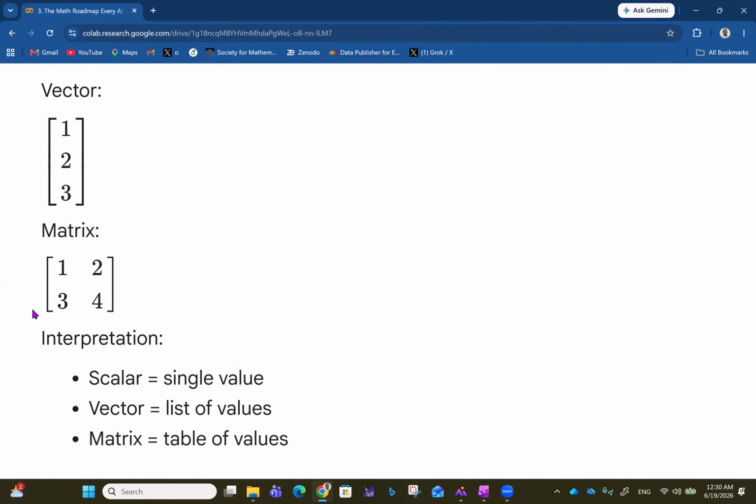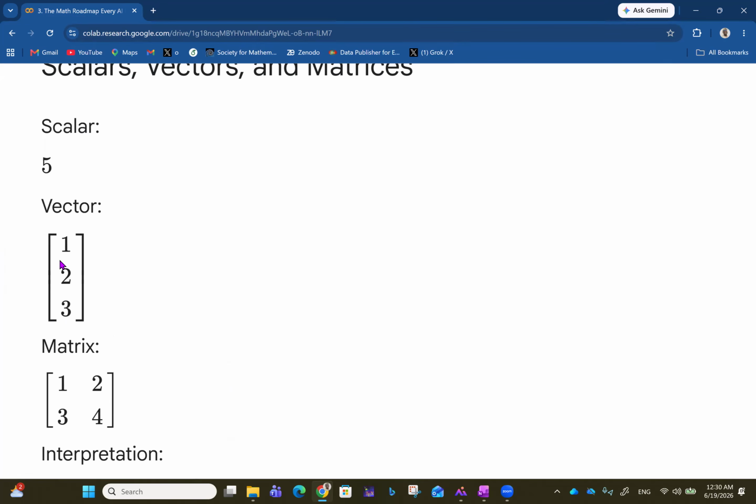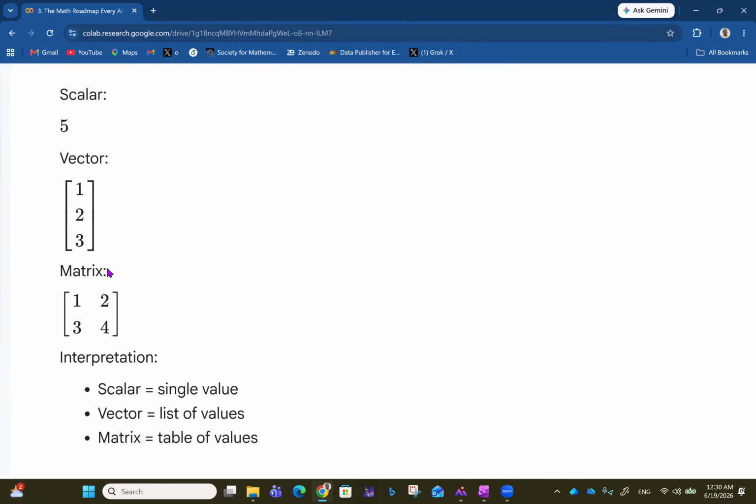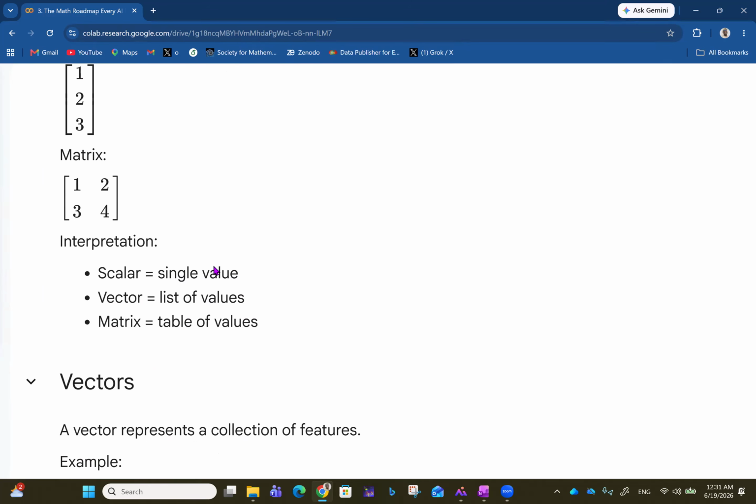This one has 2 rows and 3 columns. Row 1 is 1, 2; row 2 is 3, 4. Column 1 is 1, 3; column 2 is 2, 4. So this is a matrix. The interpretation is that a scalar is a single value like 5, and a vector is a list of values, either in a row or in a column, as this one is. Then you have a matrix, which is a table of values, like what you have in Microsoft Excel, SPSS, and every other spreadsheet style of thing.